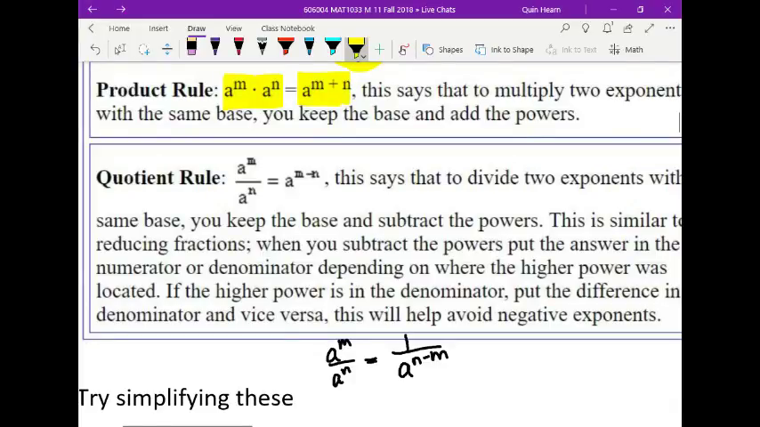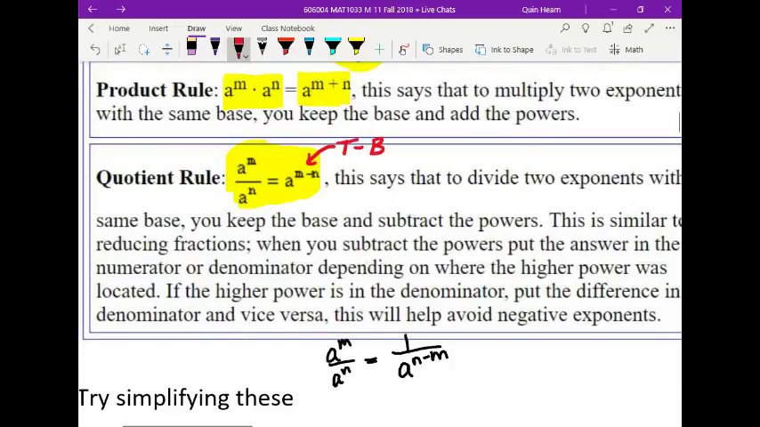In this case, we're dividing like bases. A to the m over a to the n, you subtract the exponents. So multiply goes with adding the exponents. Dividing like bases goes with subtracting the exponents. Now, it is important which exponent comes first in this expression. So it's the top minus the bottom exponent.